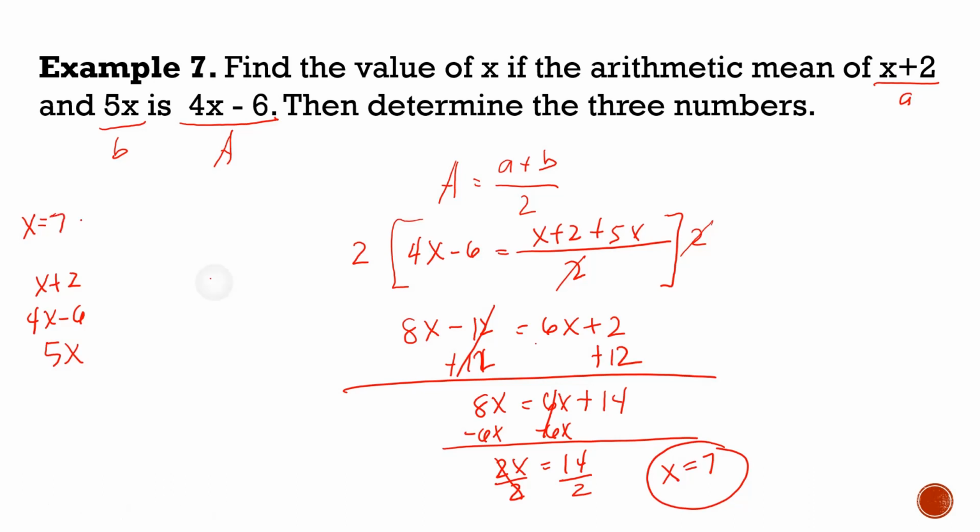So now we can find the three numbers. 7 plus 2 is 9. 7 times 4 is 28 minus 6 is 22. 7 times 5 is equal to 35. Okay, is this an arithmetic sequence? 9, 22, and then 35. I think yes, right? The common difference is 13. So that's the answer. 7 and these three numbers.